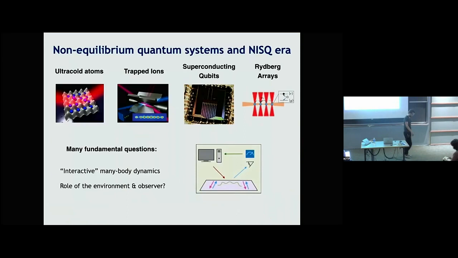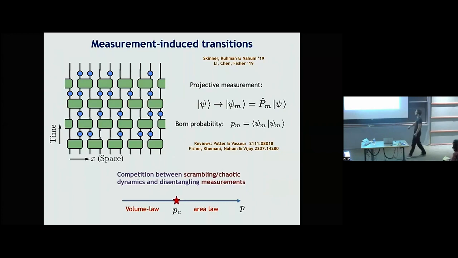Okay, so like many other talks this week, this talk is going to be motivated by the advent of the NISQ era, the fact that we have all those amazing experimental platforms that raise new questions about many-body quantum dynamics, and in particular about interactive quantum dynamics, okay? And in particular, the role of the environment and role of the observer. Okay. So in this story, the role of the observer and of measurements will be really crucial.